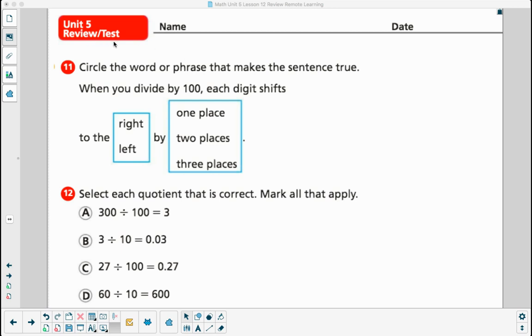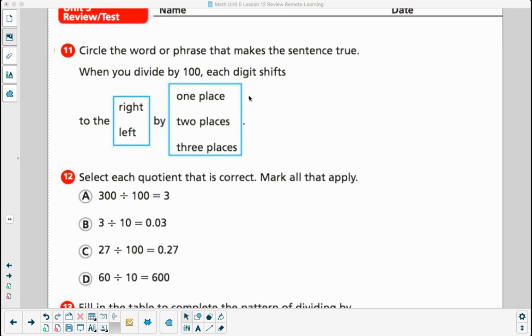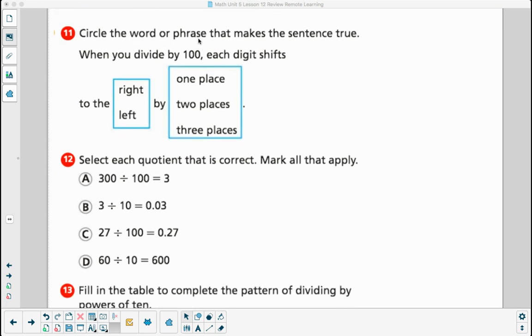Welcome to Unit 5 Review Test, page 235, numbers 11 through 15. Number 11, circle the word or phrase that makes the sentence true.